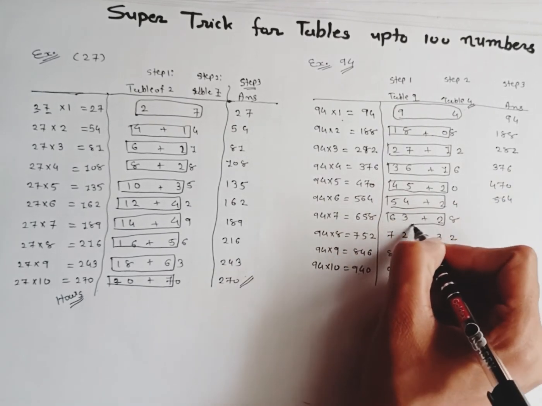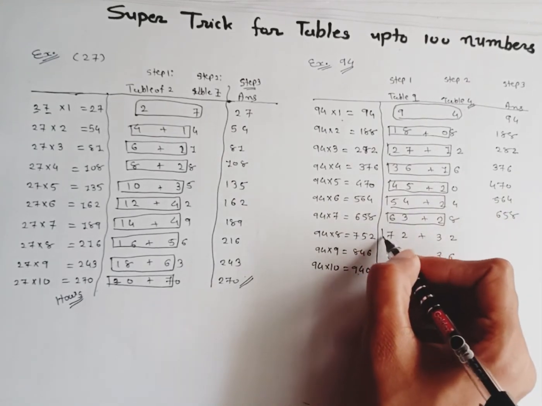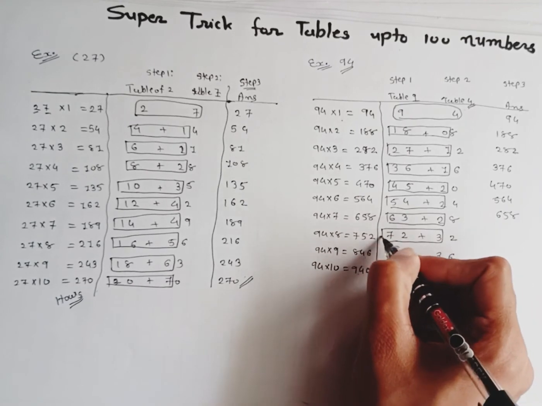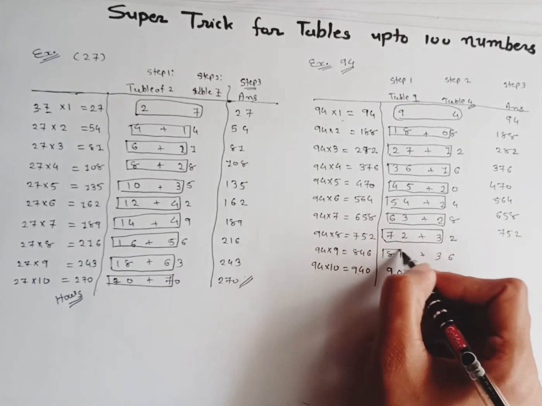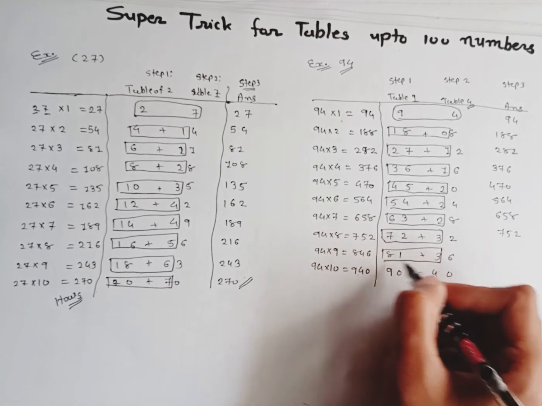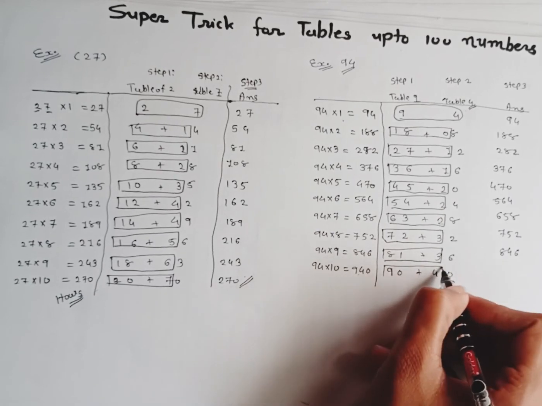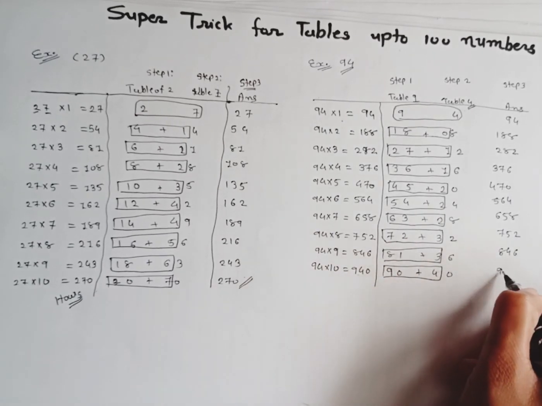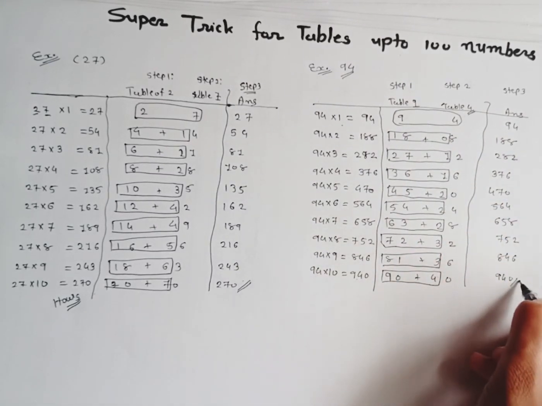63 plus 2, 65, 8. 72 plus 3, 75, 2. 81 plus 3, 84, 6. 90 plus 4, 940. This is the answer. This is table of 94.